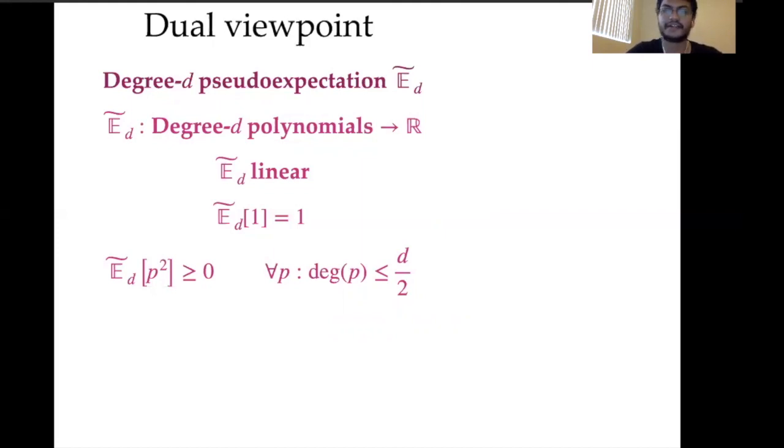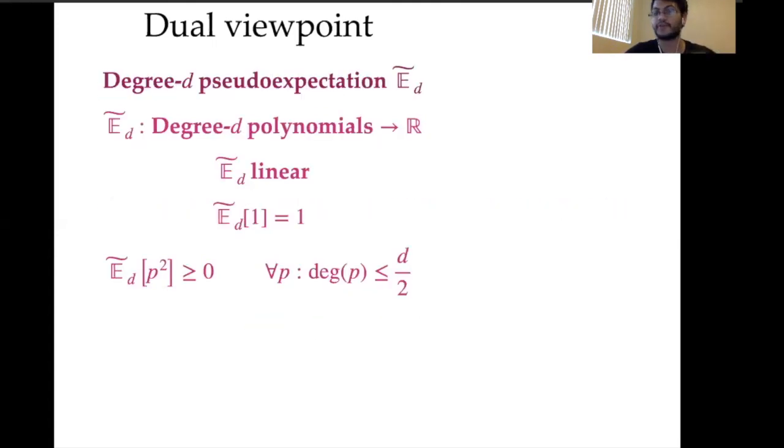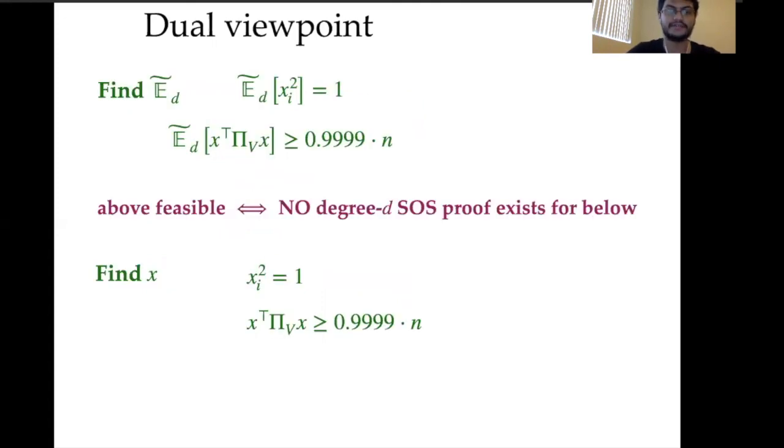And now, just like a real expectation is linear, just like a real expectation, when you simply plug in the constant polynomial 1, it should output 1. And also, just like a real expectation, when you feed it the square of a polynomial, where the polynomial has degree at most d over 2, it should give you a non-negative number. And with that, I've defined what a valid degree d pseudo expectation is.